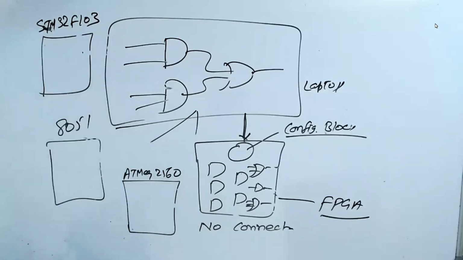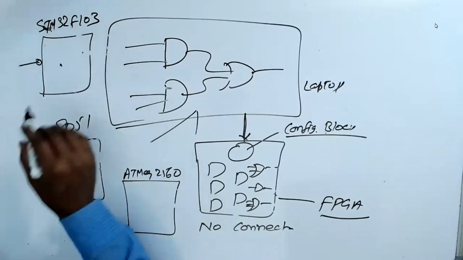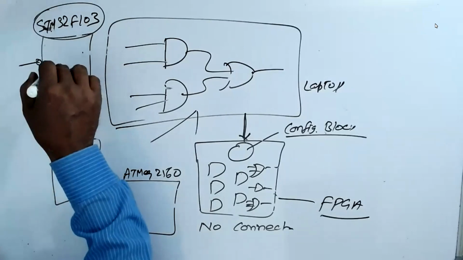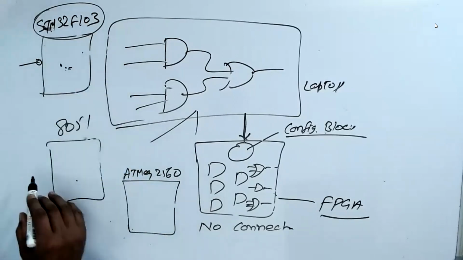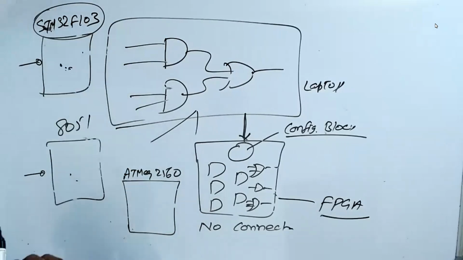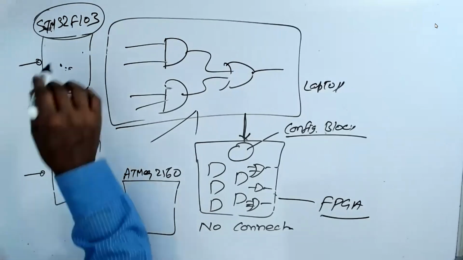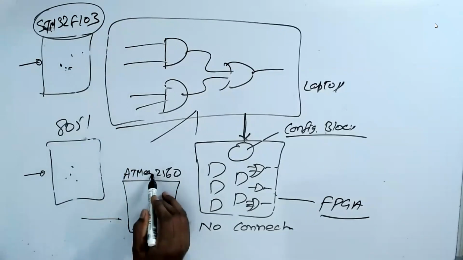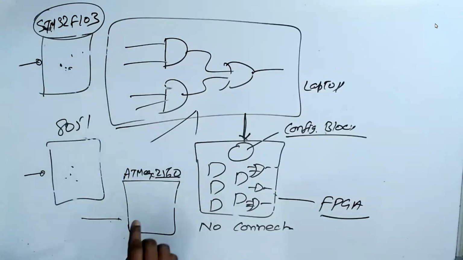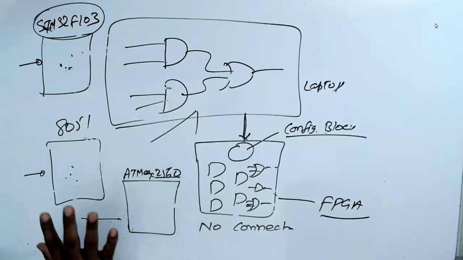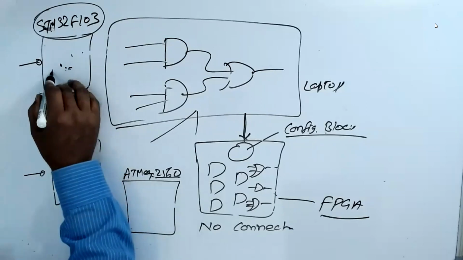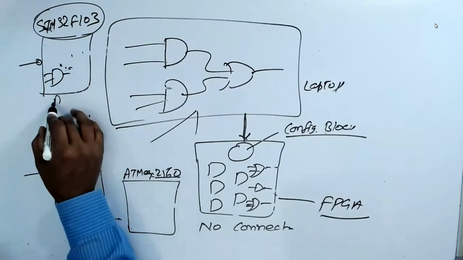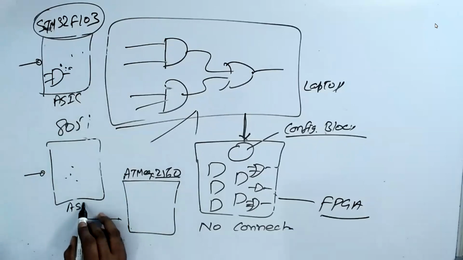Understand now? If I buy the STM32F103 from the market, that will behave only as an STM32F103. That functionality cannot be changed to 8051. Whereas if I buy an 8051, it will be only 8051. I cannot change it. If I buy the Atmega 2560, that will behave only as a 2560. I cannot change the functionality or any of these properties because they are already connected inside. So that's why we call them ASICs. These are all called ASICs.